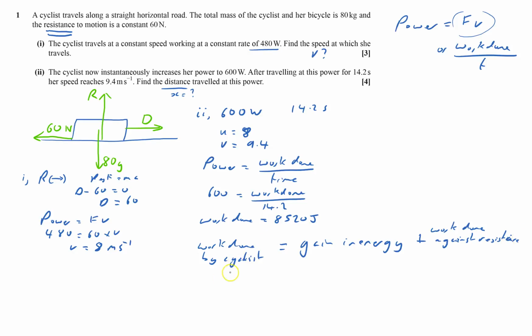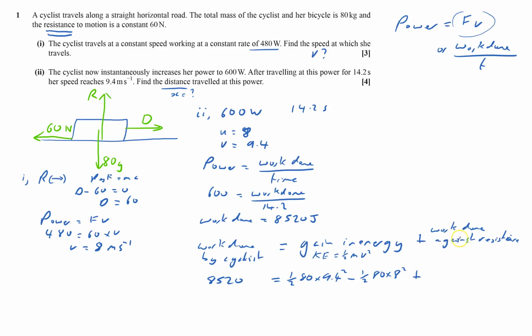So, work done by a cyclist, 8,520, equals gain in energy. Well, the energy is going to be kinetic energy, and that equals 1/2 times the mass times v squared. So it'll be 1/2 times the mass, which is 80, times v squared, which would be 9.4 squared. That's what it was at the end. And I've got to take away 1/2 times 80 times 8 squared. That's what it was at the beginning.